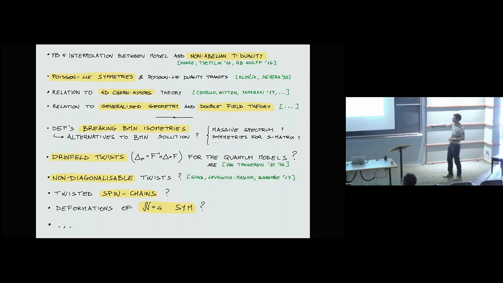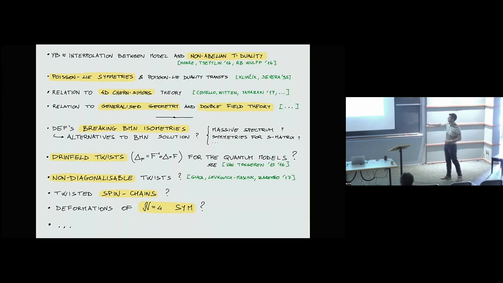These Yang-Baxter deformations are conjectured to correspond to Drinfeld twists at the level of the Hopf algebra. And actually this proposal has some important puzzles precisely related to the deformations that break BMN isometries, because if you have a classical twist that is breaking this BMN, you will need to look for a Drinfeld twist that is somehow not compatible with the vacuum of your spin chain. And that's something I don't know what it means.